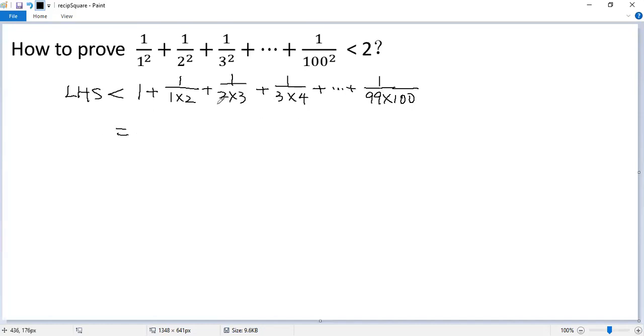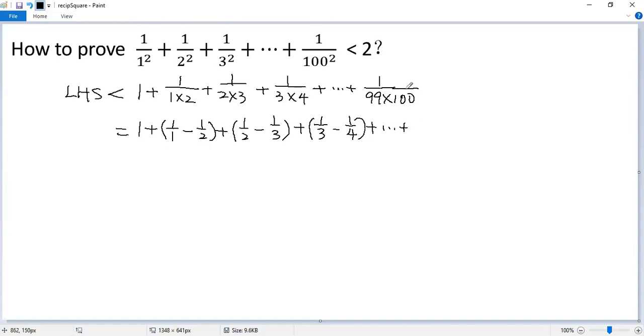Now let's manipulate the resulting expression. The first term is 1, but we can break the second term as the difference of two fractions, which is 1 over 1 minus 1 over 2. The next term is 1 over 2 minus 1 over 3, right? The next term, 1 over 3 minus 1 over 4.